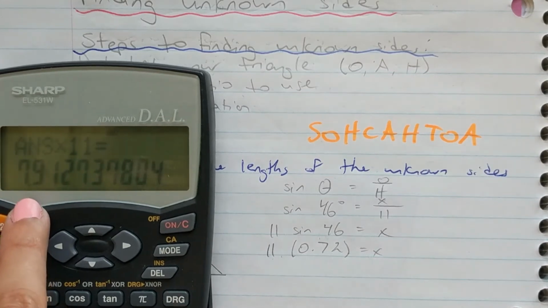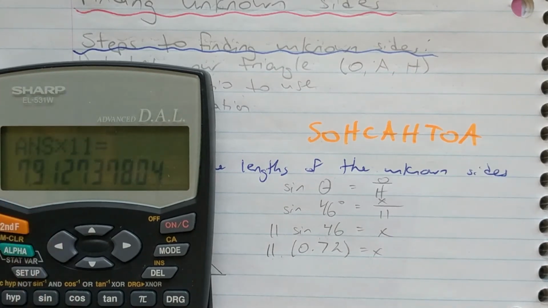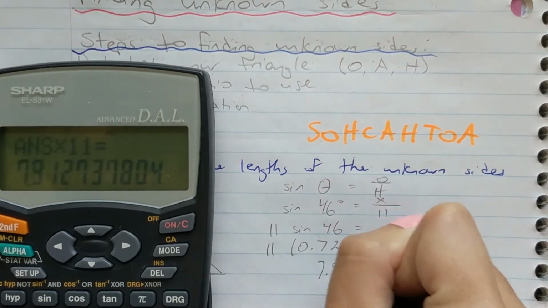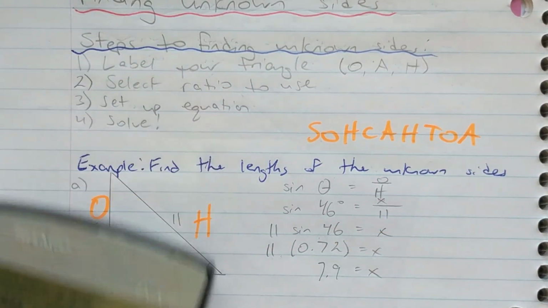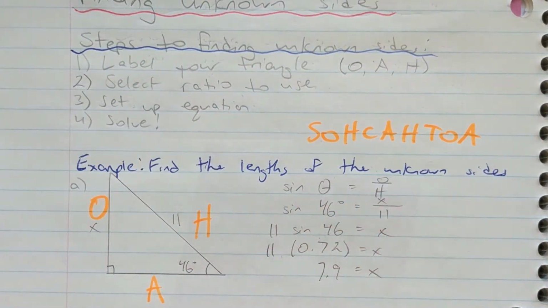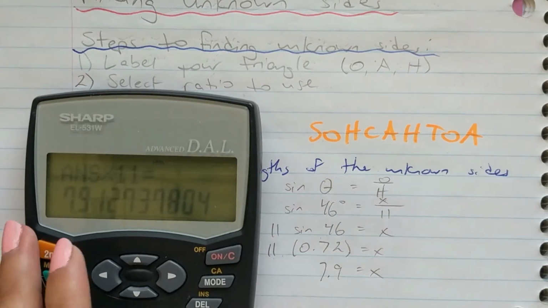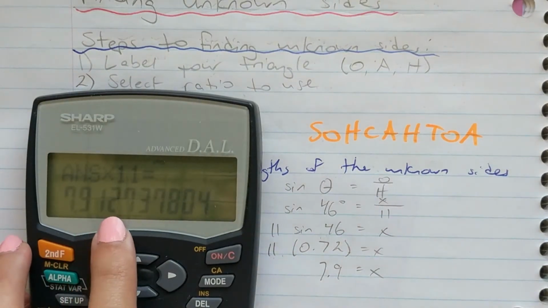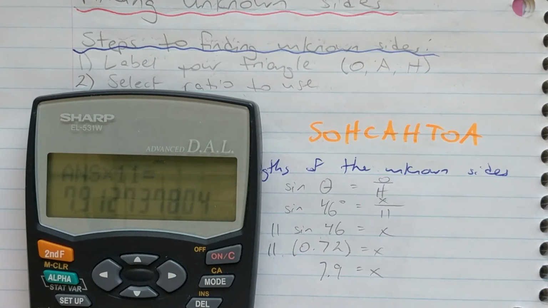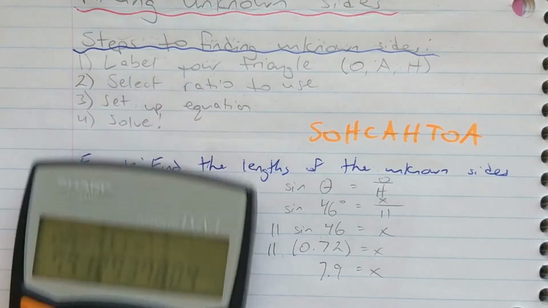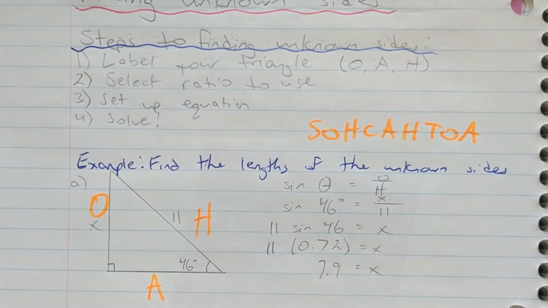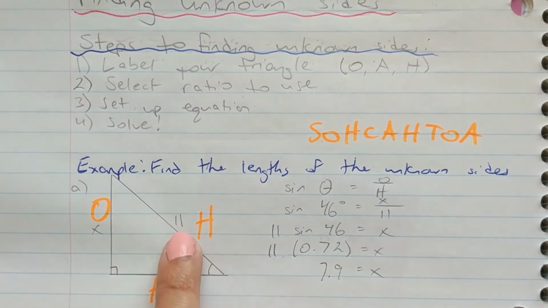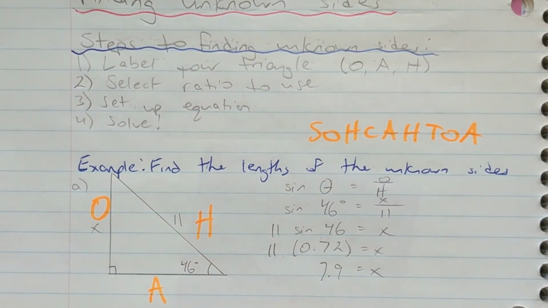My most precise answer here is 7.9 something, equals x. Now the question didn't specify how many decimals I need to be rounding to. I decided to round to the 9 because, you know, we have a 1 and a 2 over here, so it's going to be pretty close to 9. And that is our value for x. If I had been given a unit of measure, I would include my unit of measure there as well.